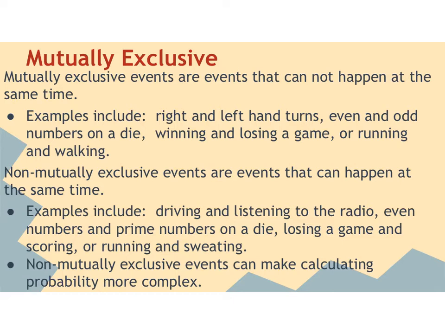Just to clarify some definitions, these are the definitions of mutually exclusive, so things that can't happen at the same time, like right and left turns, even and odd numbers on a die, winning and losing a game. And then non-mutually exclusive things are things that can happen at the same time, so things like driving and listening to the radio, that kind of thing.